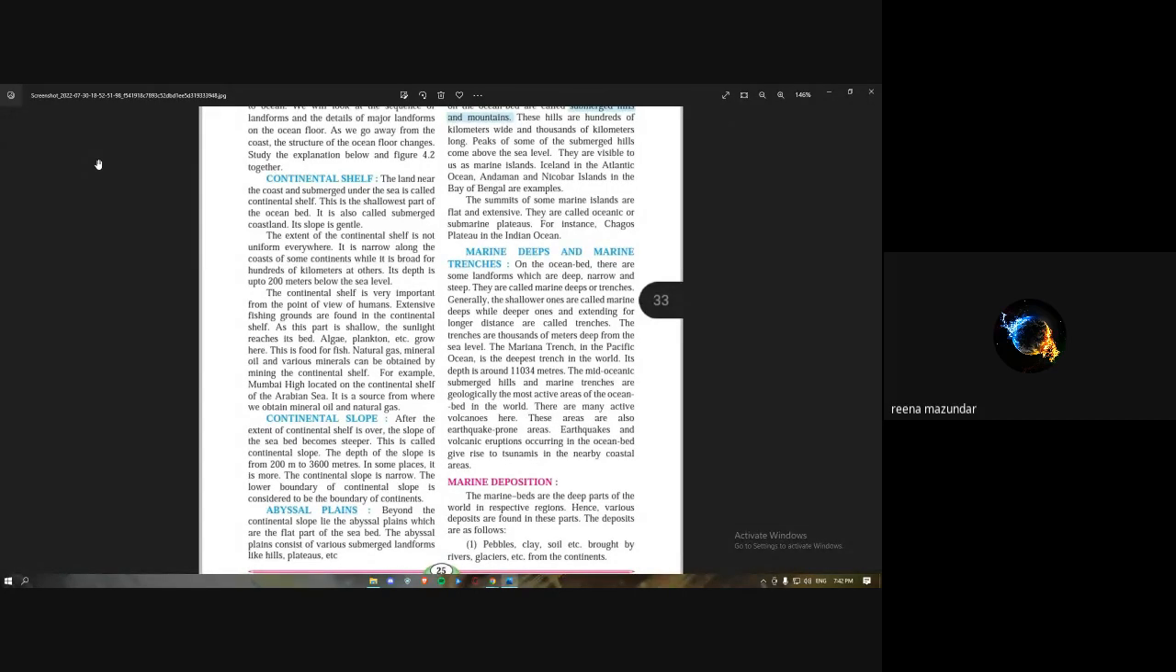मग तिथे आपल्याला जवळ इंधन मिळते, ऑइल अँड नॅचरल गॅस. And therefore the continental shelf is a very important place of this region.